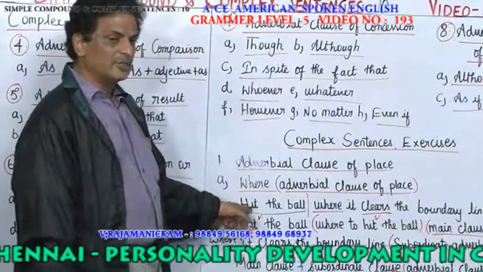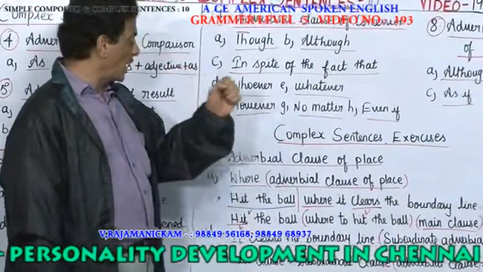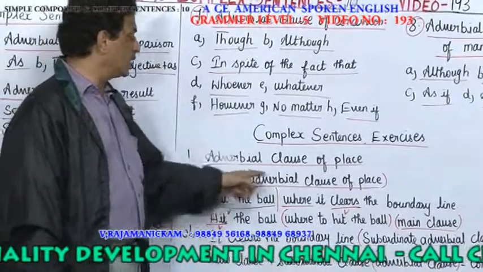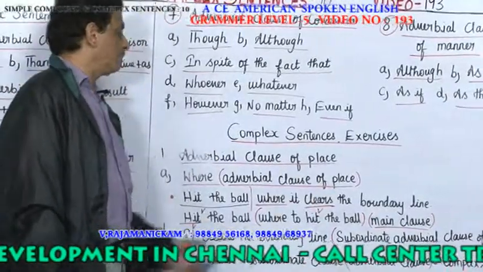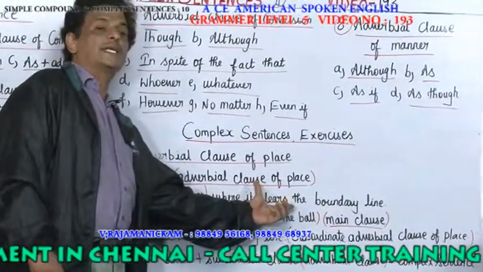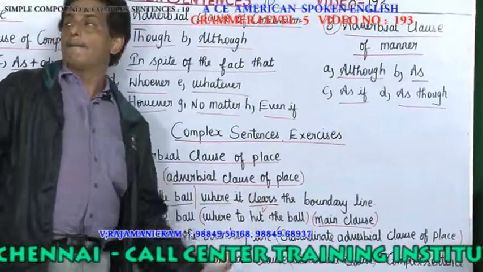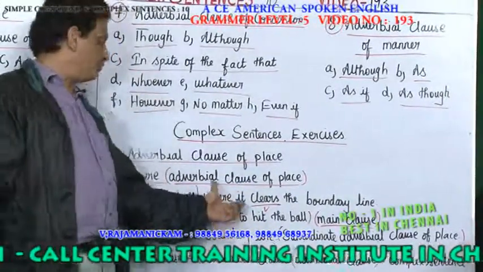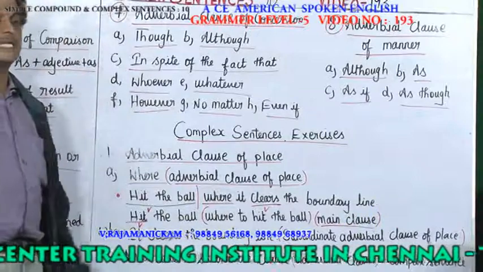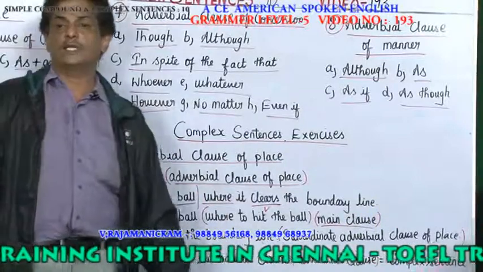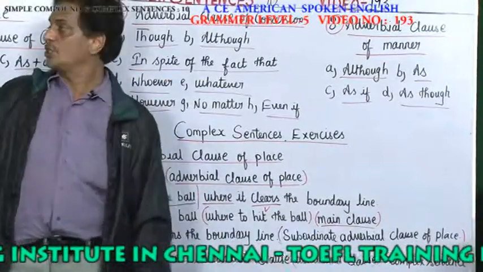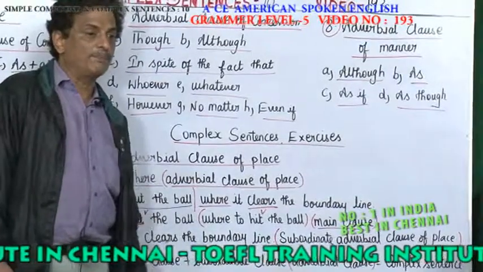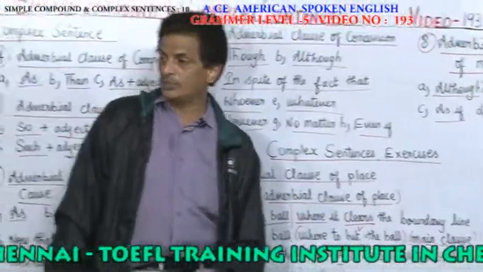For the adverbial clause of place, you take the main sentence "hit the ball." Taking the verb hit, you ask where to hit, then you get the answer "where it clears the boundary line." That is the adverbial clause of place, and "hit the ball" is the main sentence. So one main sentence and one adverbial clause of place join together to give you a complex sentence. Hope you are able to understand, no doubt about it.